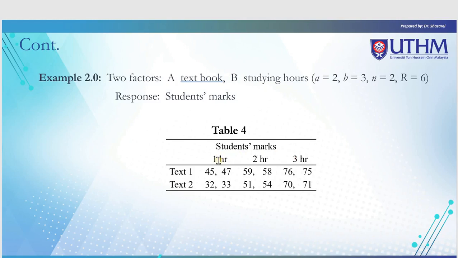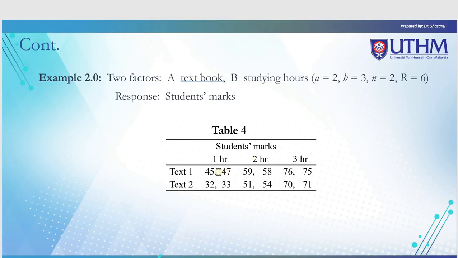For each combination of the levels of each factor, we call it a run. So we have 6 runs here, so r is equal to 6. 1, 2, 3, 4, 5, 6. It means the combination for each level of the factor. So there are 6 combinations, which we call 6 runs.